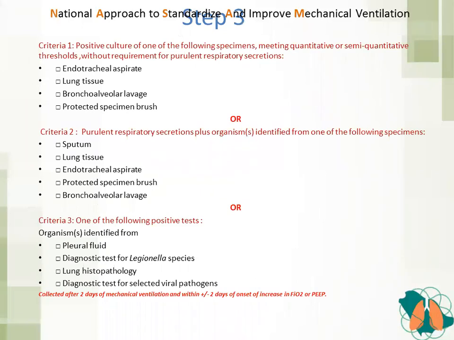The third step is looking for cultures. So in the criteria, we have 3 criteria. Positive culture of one of the following specimens meeting quantitative or semi-quantitative thresholds.